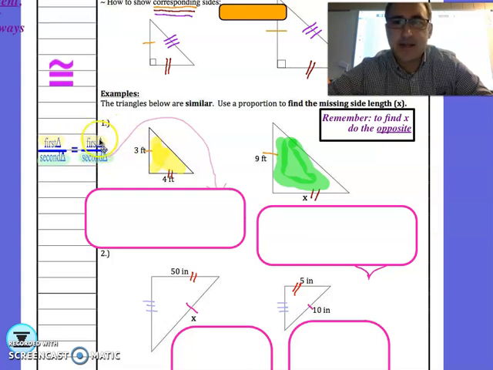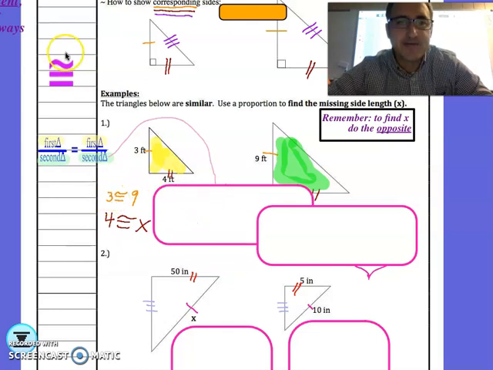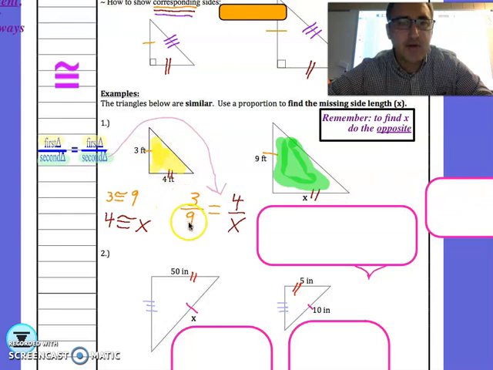See, I have yellow triangles on top, green triangles on the bottom. Corresponding sides, these marked sides, are what go next to each other. So, since 3 is proportional to 9 and 4 is proportional to x, I write it as a fraction like this. 3 over 9. See, my left sides are over here, and my bottom sides are over here. 4 is to x. Yellows are on top, greens are on the bottom. Why do I keep saying that? Because this is where most people make a mistake in doing this. Remember, one triangle, 3 and 4, need to be on top on either side of the equal sign.